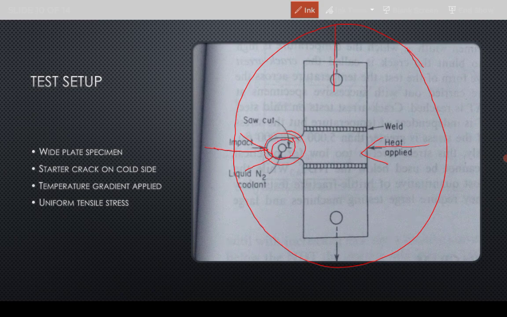Uniform tensile stress is applied perpendicular to the direction of impact. One side of the specimen is heated, which creates a temperature gradient. This means one side is cold and brittle, and the other side is hot and ductile.